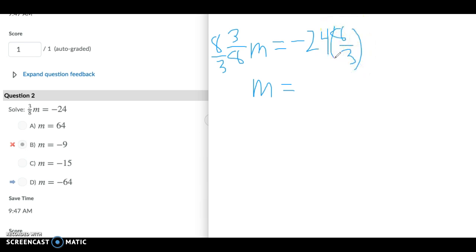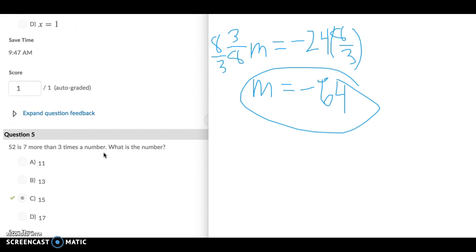And when I multiply 24 times 8/3, I'm going to do 24 times 8 divided by 3, which is going to give me negative 64.